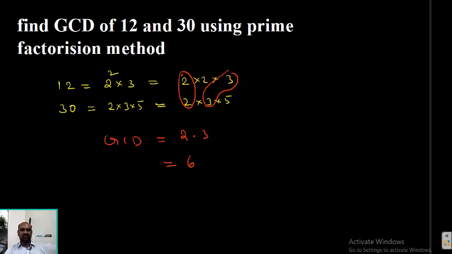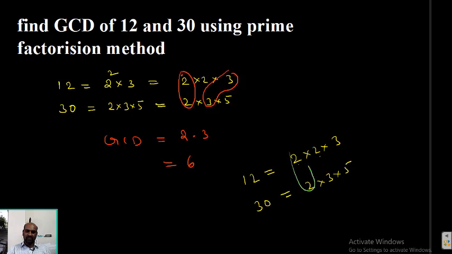Once again, listen students. First of all, we want to make the given number into a product of prime numbers: 2 into 2 into 3. Next number 30, that is also 2 into 3 into 5. So students, after that what should you do? First of all, you want to pair the common prime factors. These 2 and these 2 should be paired.